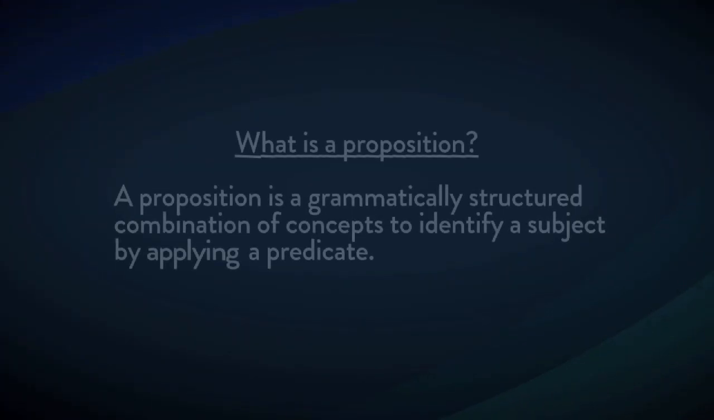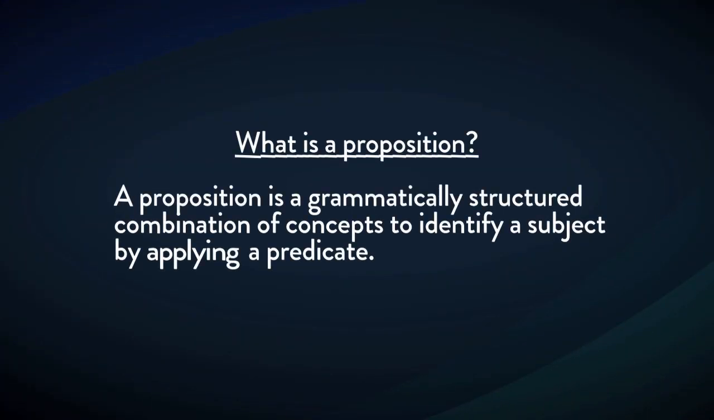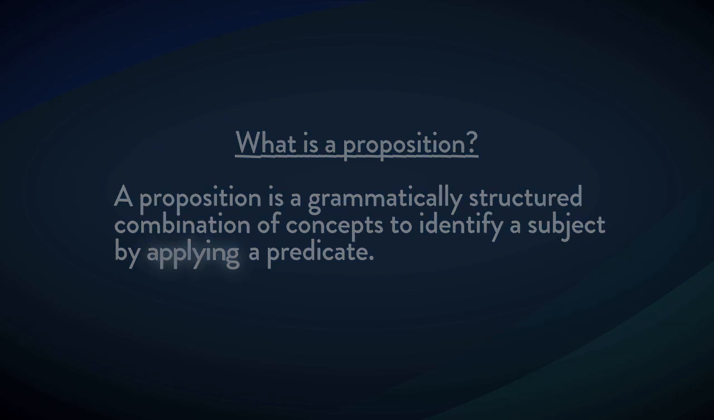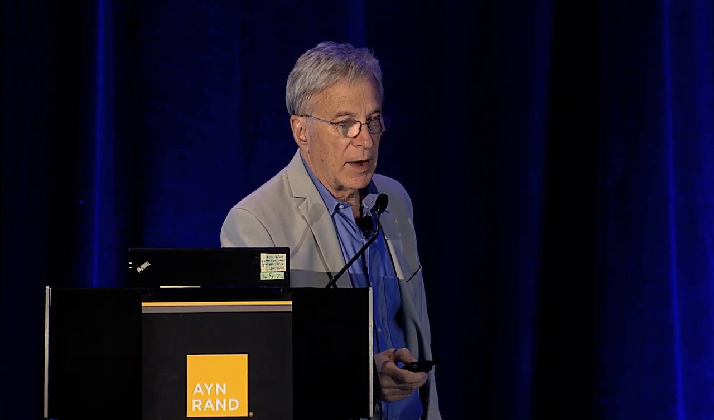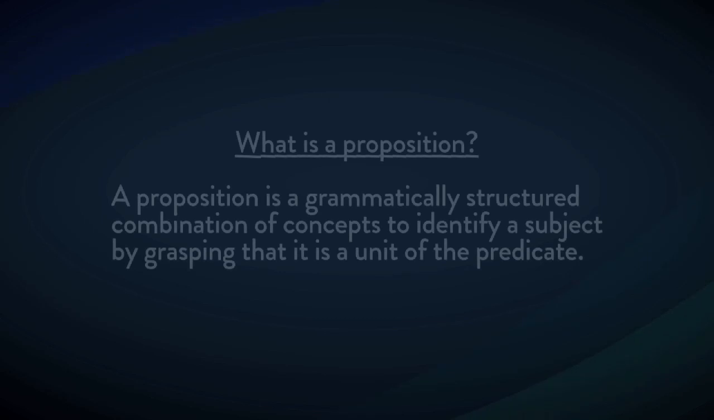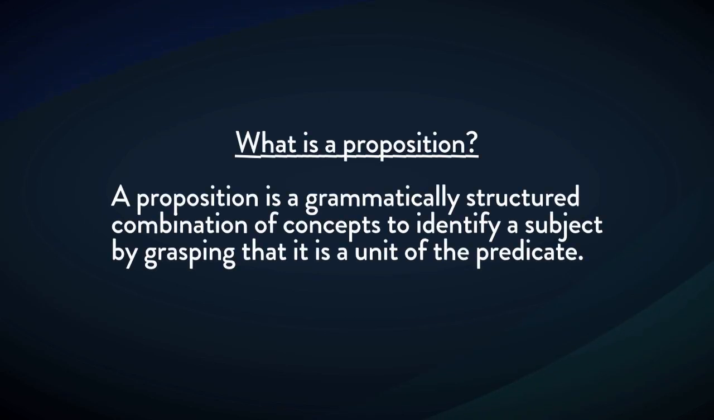Now, the remaining question is what? Can you see what in there needs some unpacking? What word in there is a little bit too vague to be really helpful? Apply, yes, applying a predicate. What do we mean by that? And this is where we go back to Objectivist Epistemology, part 1, what she did tell us. My almost final definition is: a proposition is a grammatically structured combination of concepts to identify a subject by grasping that it is a unit of the predicate.